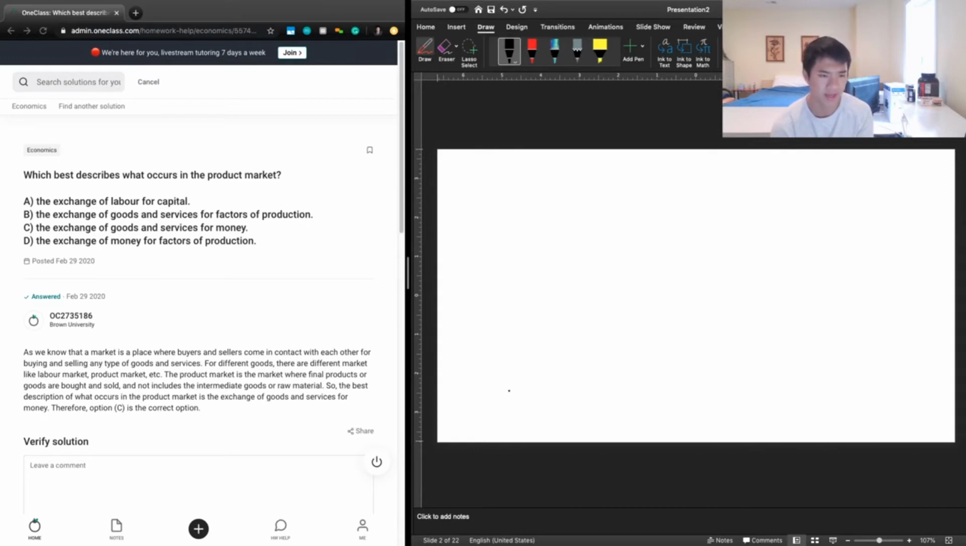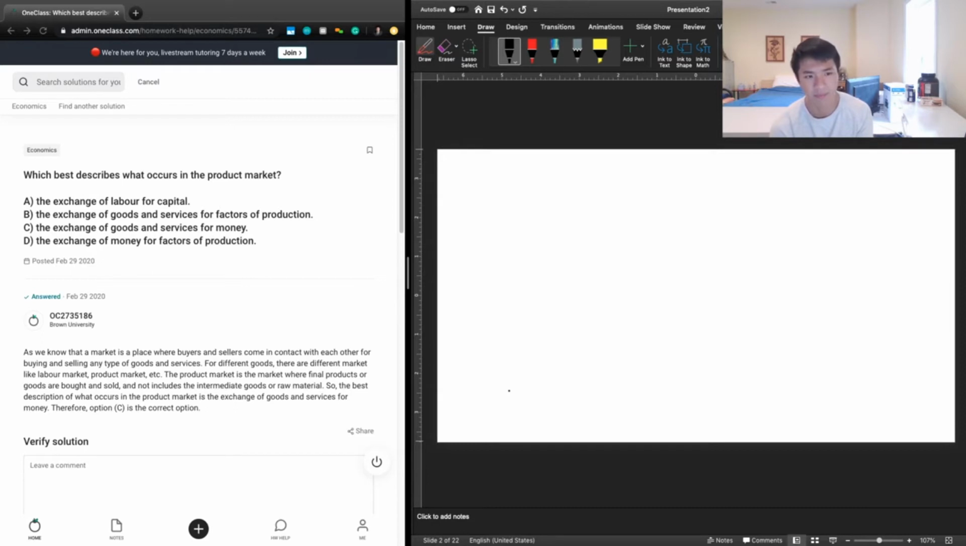Answer choice A says the exchange of labor for capital. Again, that's not going to be a product market. That's like an individual exchange, basically like a job, right? But a job is not a final good or service, and so that is not what we think of when we think about final goods. So that's not going to be the right answer.